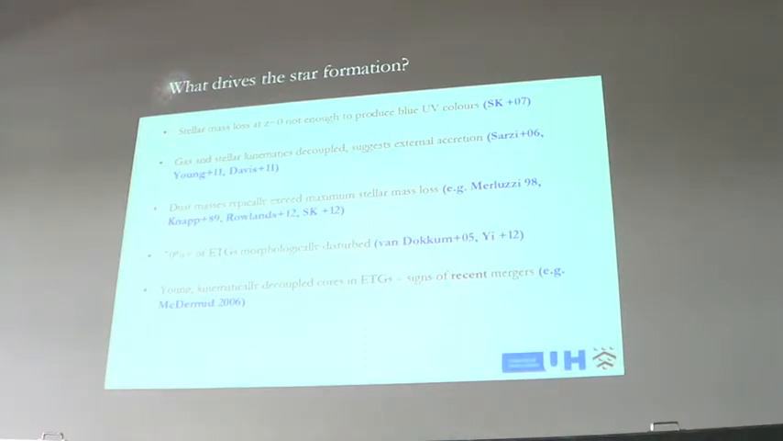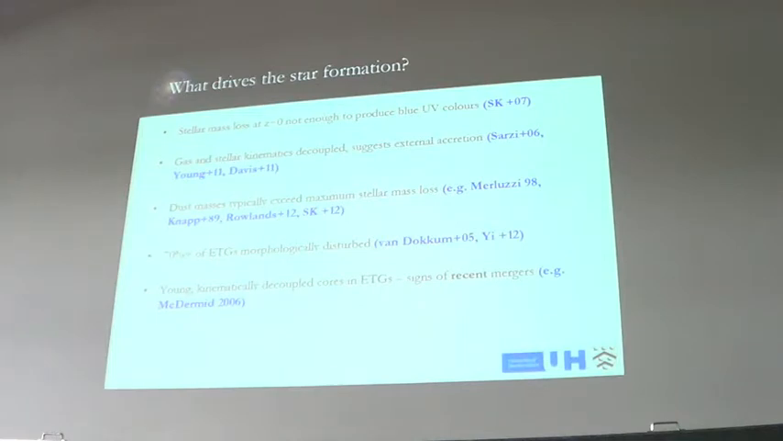If you do self-consistent chemical enrichment modeling, it's fairly easy to show that the stellar mass loss around redshift 0 is not enough to produce these UV blue colors. You're not pumping out enough gas into the interstellar medium in the recent past to give you the UV optical colors that you see. So stellar mass loss is unlikely to be fueling the star formation.